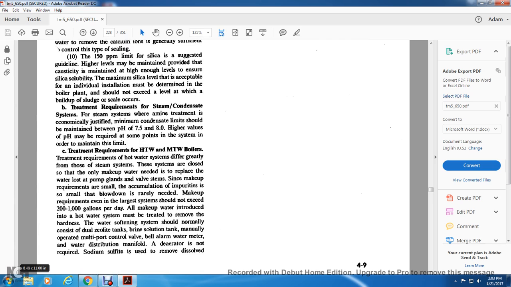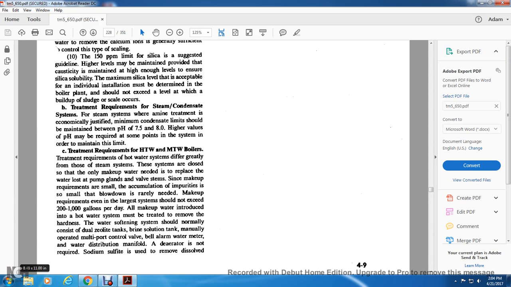B. Treatment requirements of the steam condensation system. With steam systems where amine treatment is commonly justified, minimum condensation limits are maintained with a pH of 7.5 to 8. Higher values of pH may be required at some points of the system in order to maintain the limits.